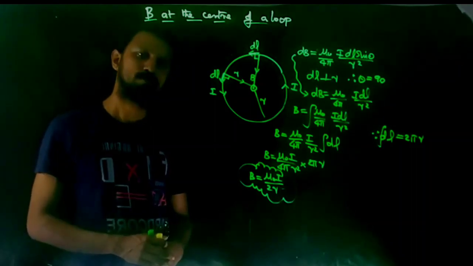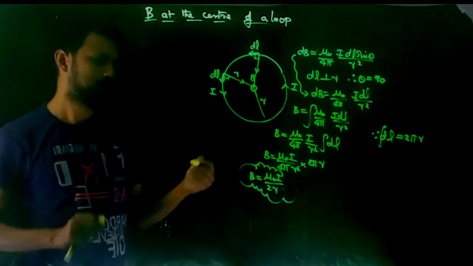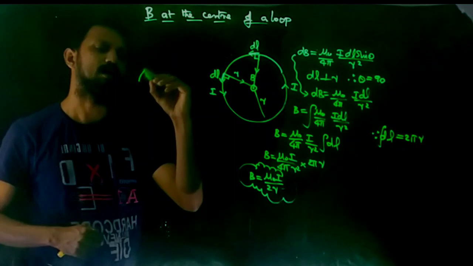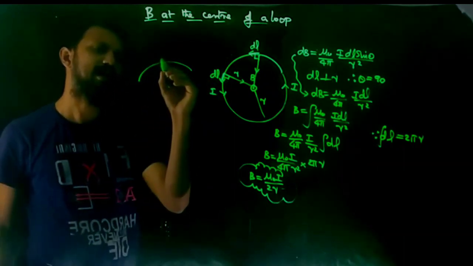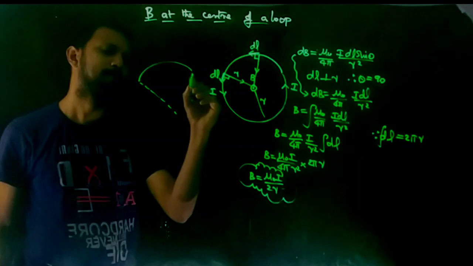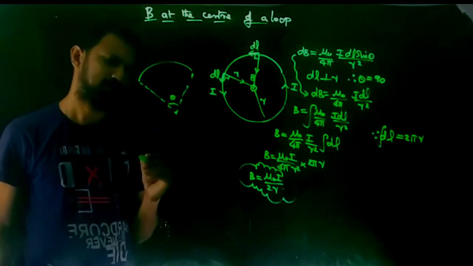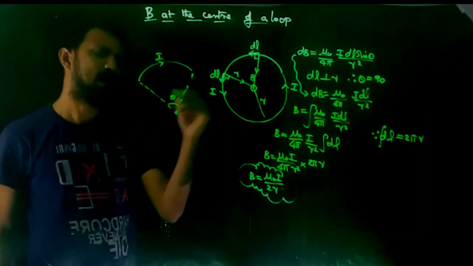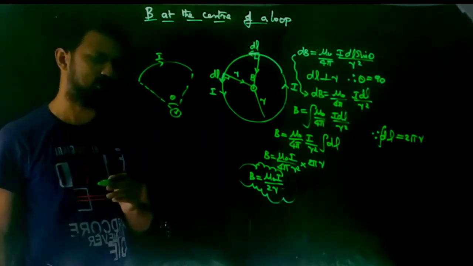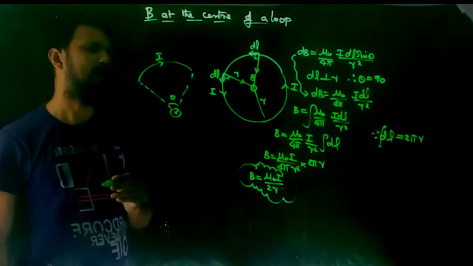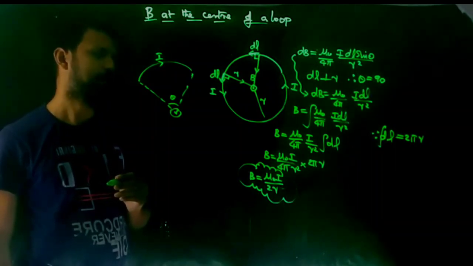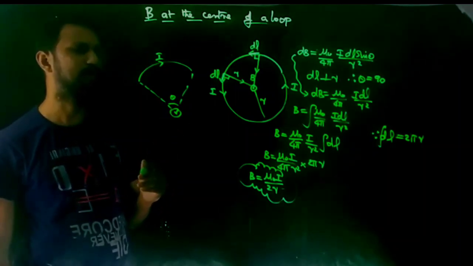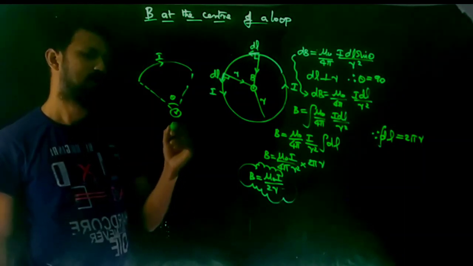Then, for another situation, let's say we have an arc which makes an angle theta, and this is the current passing through it. For this arc, what is the magnetic field intensity over here? In this situation, the magnetic field intensity should be outwards. Am I correct? Yeah.